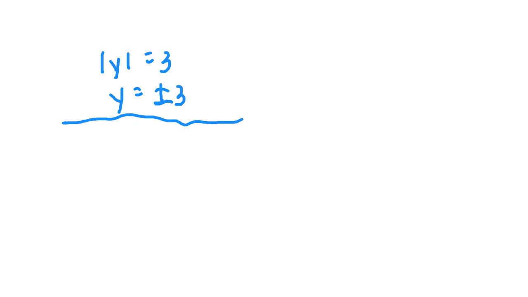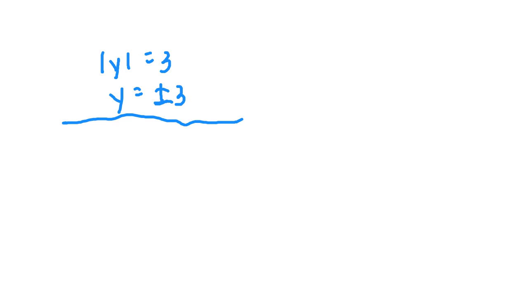So if you have, for instance, the absolute value of y equals 3, what's y going to equal? This is just an example. Absolute value of y equals 3. y would equal plus or minus 3, right? Because the absolute value of 3 is 3, and the absolute value of negative 3 is 3. So far, so good?